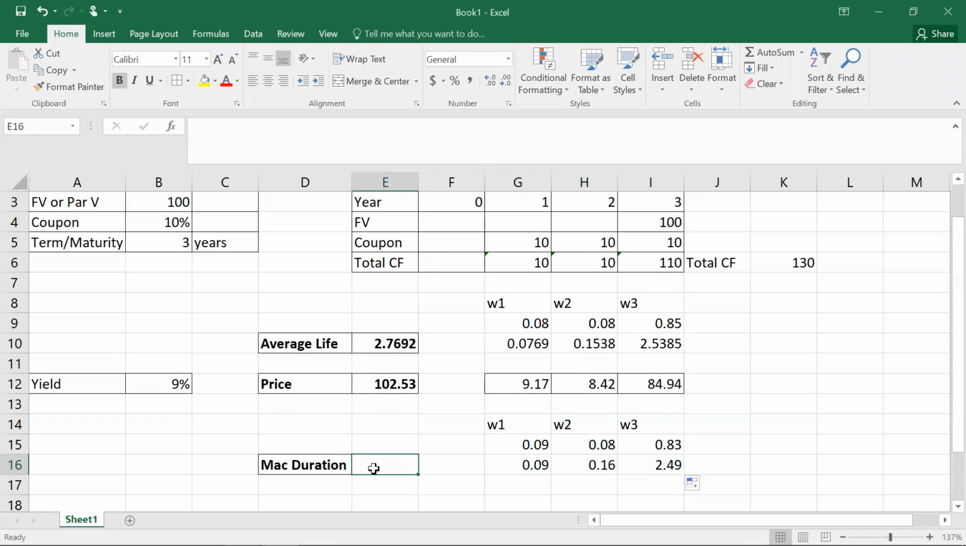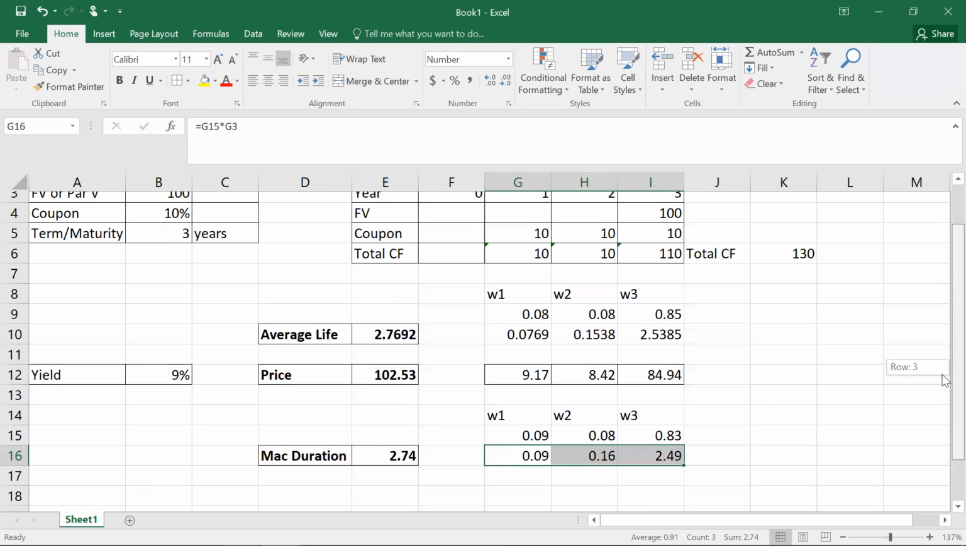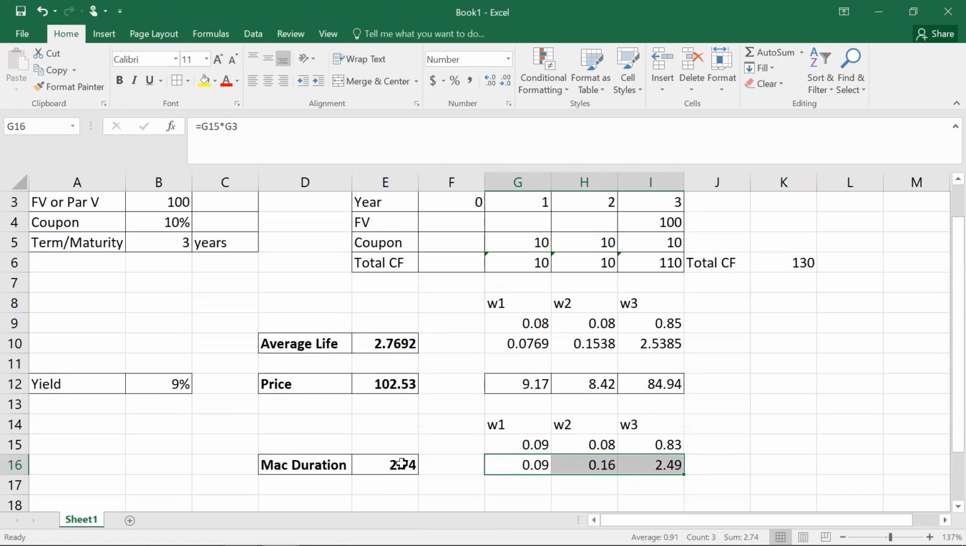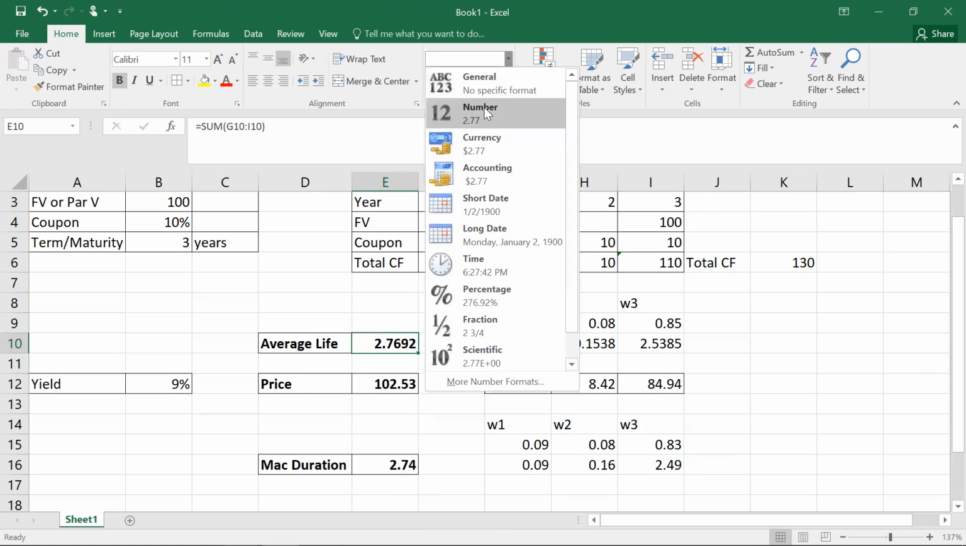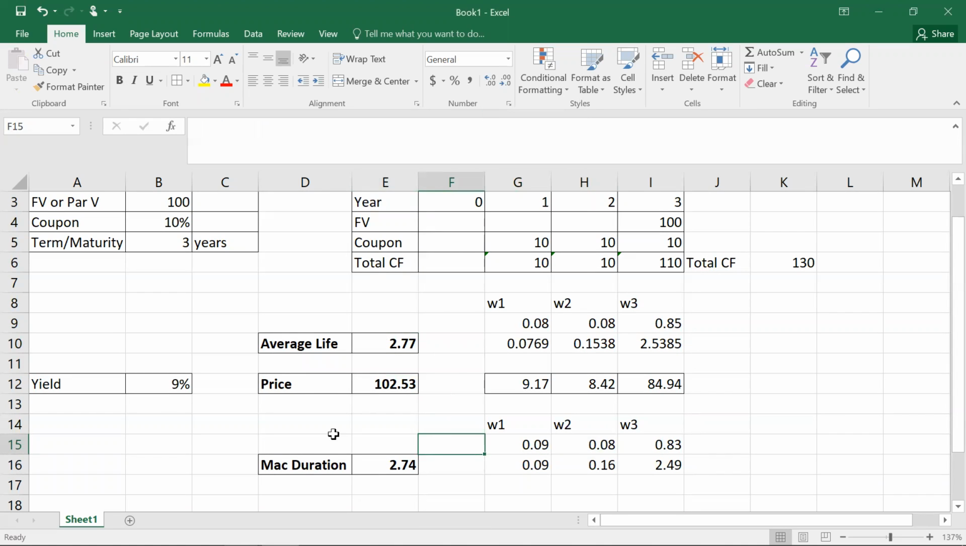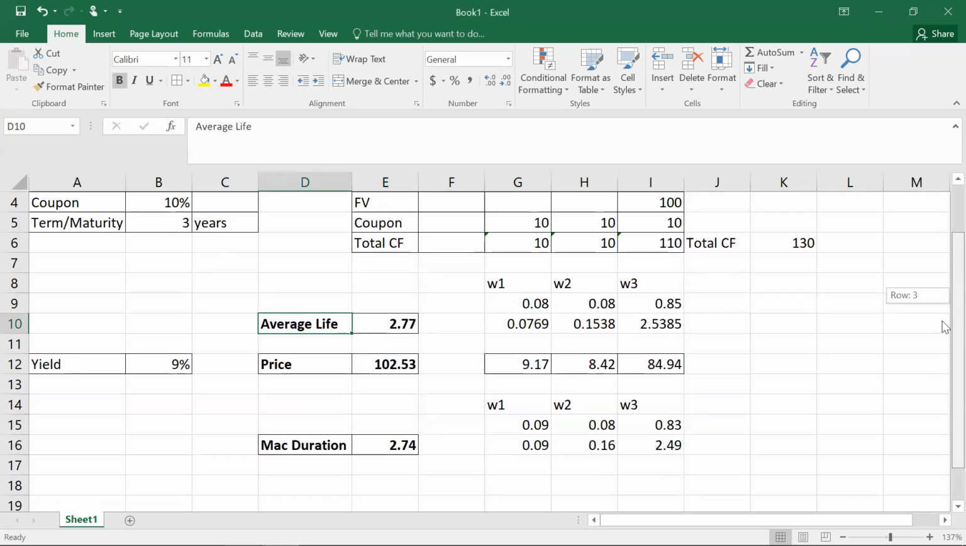Now what is the Macaulay duration? Macaulay duration is the sum of these three numbers, which is the weighted average time, weighted by the present value of cash flows. So this is the Macaulay duration of 2.74. Both average life and Macaulay duration are a function of time. The only difference is that in Macaulay duration, we take the present value of cash flows. In average life, we take the normal, complete cash flows without any discounting.